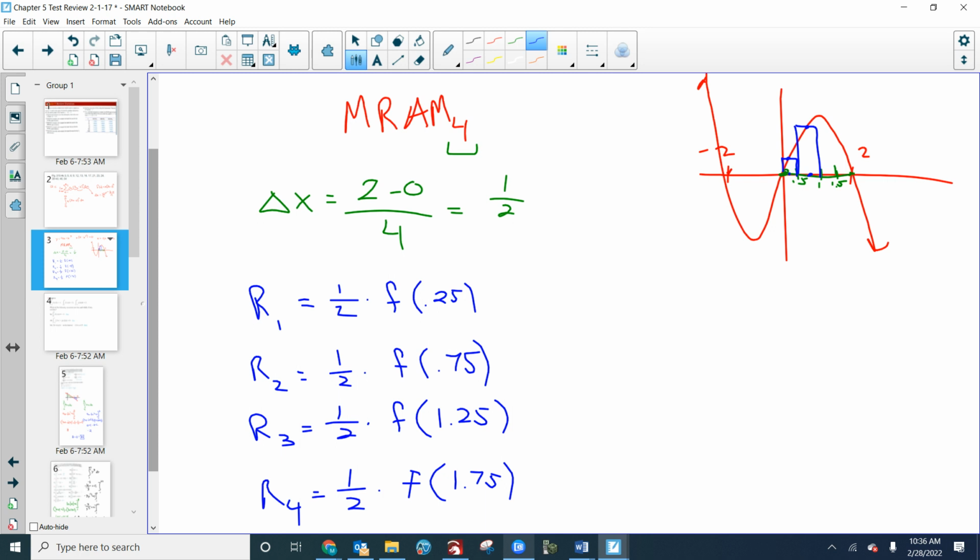Understand what you're looking for. You can't do an MRAM if you have a table. You just can't. You don't know the middle. You don't know the heights of the middles. You can only do L and R or a trapezoidal rule. Okay. Does that help? Do you want me to finish it off? Are you good? All right.